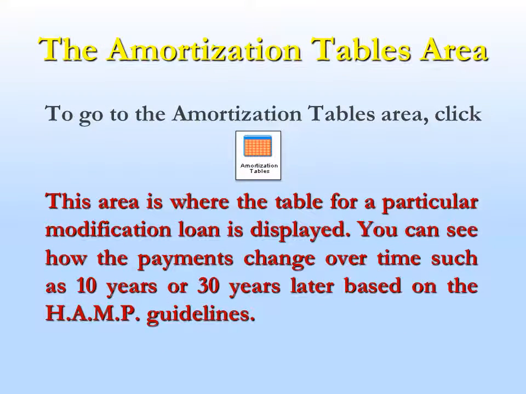To go to the Amortization Tables area, click Amortizations Table. This area is where the table for a particular modification loan is displayed. You can see how the payments change over time, such as 10 years or 30 years later based on the HAMP guidelines.